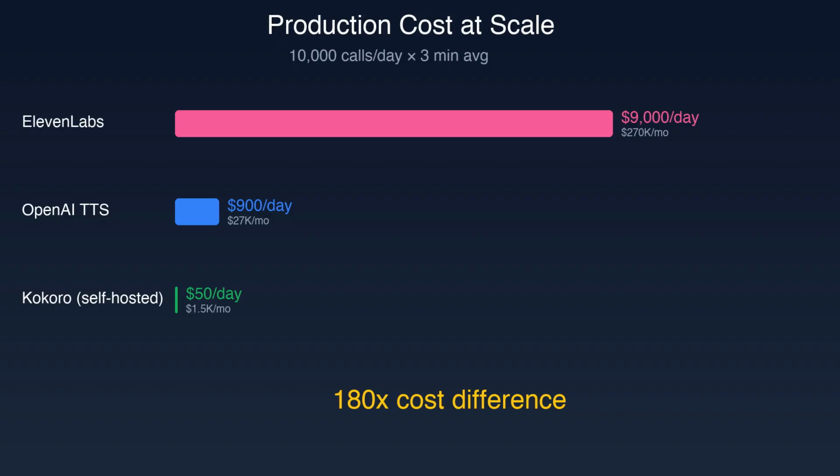The 3 metrics that matter in production are time to first byte, keep it under 500 milliseconds or users hang up. Word error rate, keep it under 5% or users get frustrated. And conversation drop-off rate, keep it under 10% or your UX is fundamentally broken.